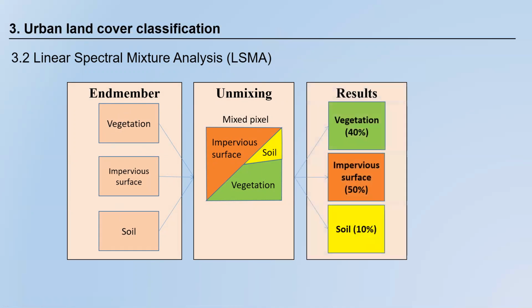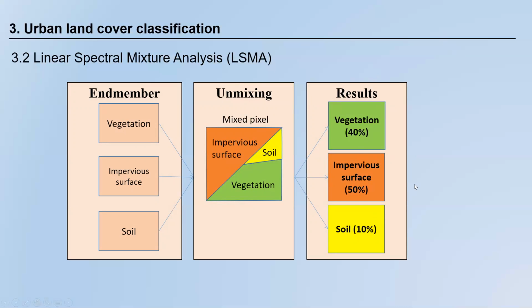So how to do that? I'll tell you how to do that later. But now let's just assume we have results, okay? For vegetation, abundance is 40%, impervious surface 50%, soil 10%. Eventually, this result, this abundance, is what we want from LSMA.